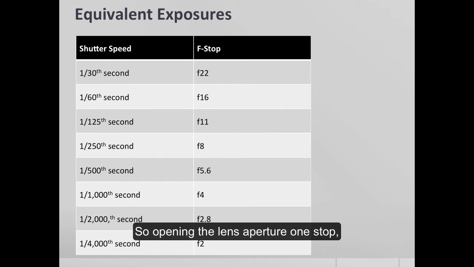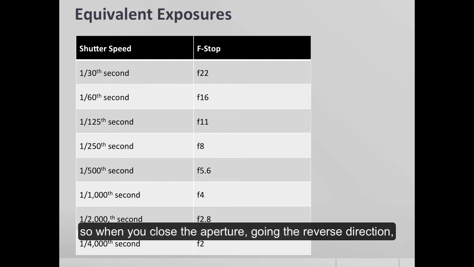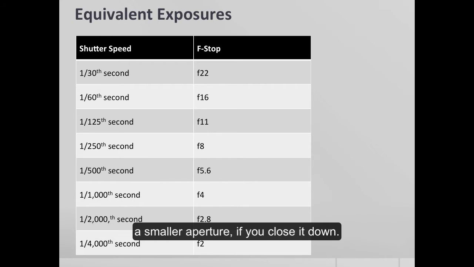So opening the lens aperture one stop, to a smaller f-stop number, such as going from an f8 to an f5.6, doubles the amount of light that reaches the sensor. So if you look at the chart, if you go from an f8 to an f5.6, you're doubling the amount of light. That aperture is opening up. When you close the aperture, go in the reverse direction, a smaller aperture, say going from 5.6 to 8, that halves the amount of light.